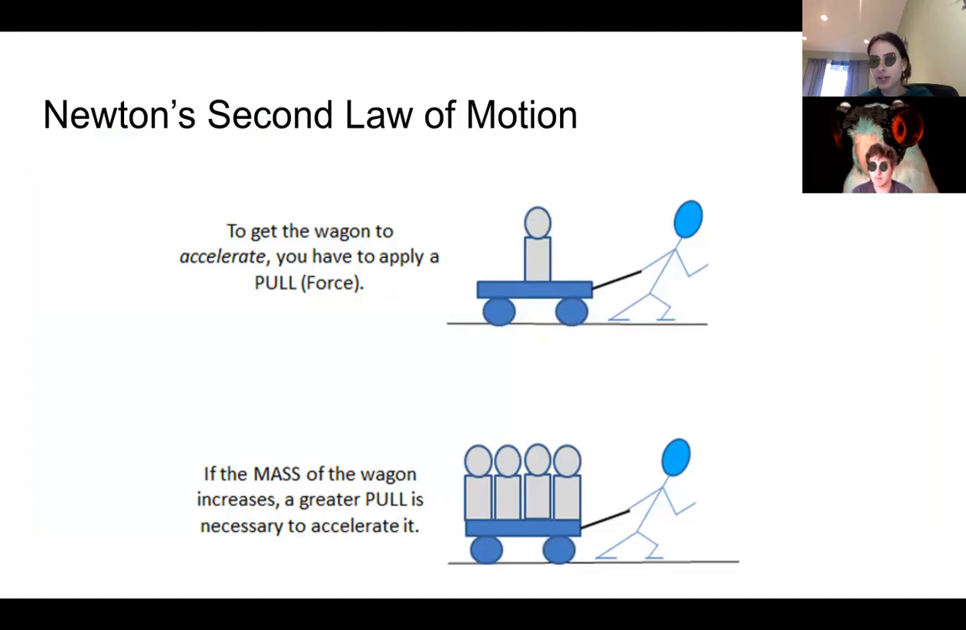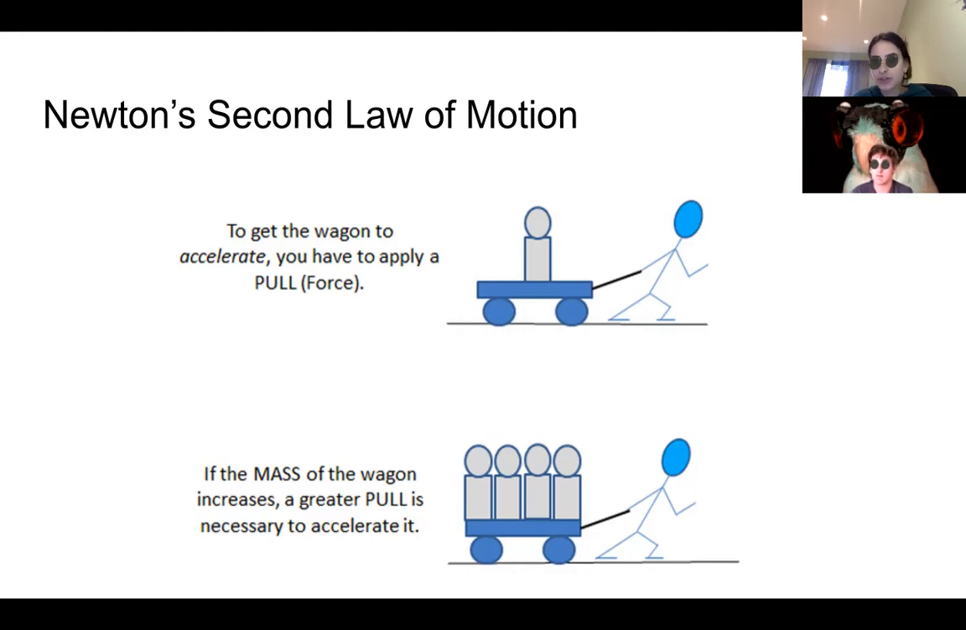So in the first picture on the screen, there's 1 person in the cart. In the second picture, there are 4 people. And because 4 people weigh more than the 1 person, the individual pulling the cart has to apply more force when pulling the 4 people to get to the same acceleration as when pulling the 1 person.